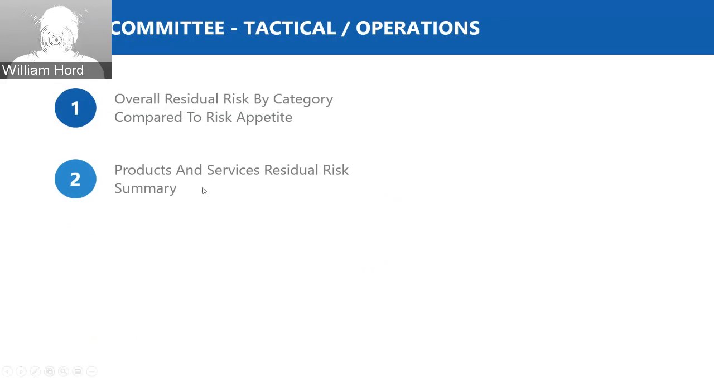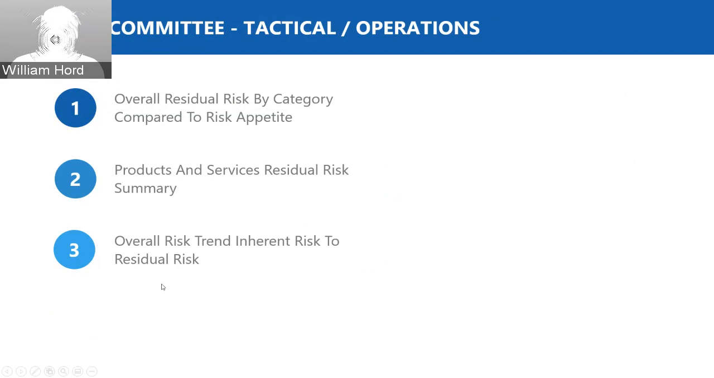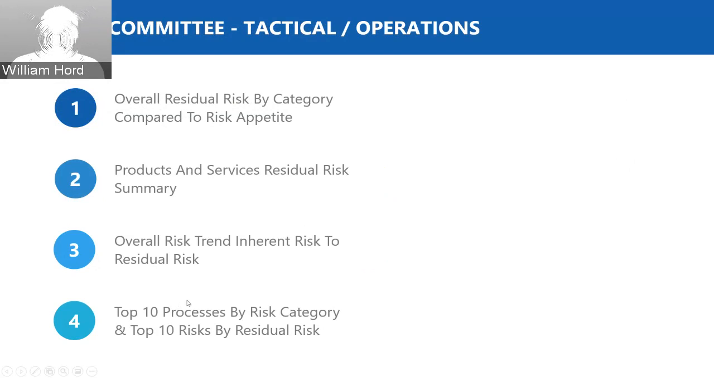So again, there is a tangent there. Reporting and understanding that is part of good governance and allows for good line of questioning. Of course, overall risk trending to inherent risk to residual, we talked about that with the board. That's very good. Top 10 processes by risk category. So what business processes are the heaviest hitters in terms of just overall risk by category? And then even what are my top 10 risks by residual risk?